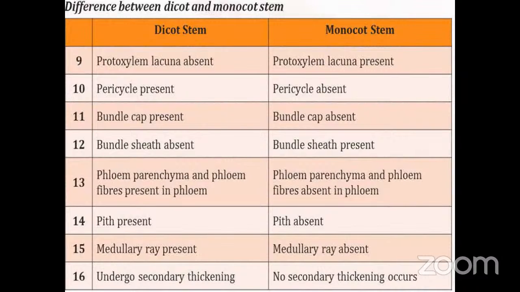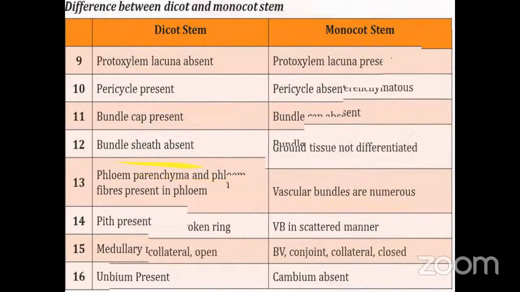Then medullary rays are present in dicot stem in between vascular bundles, and medullary rays are absent in monocot stem. Then dicot stem undergoes secondary thickening, whereas in monocot stem there is no secondary thickening. That is due to the absence of cambium, no secondary growth is seen.